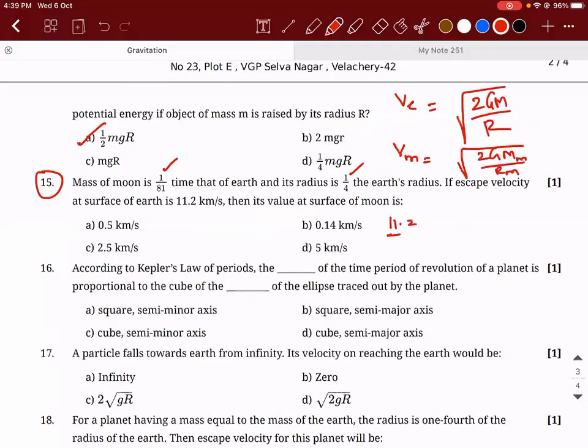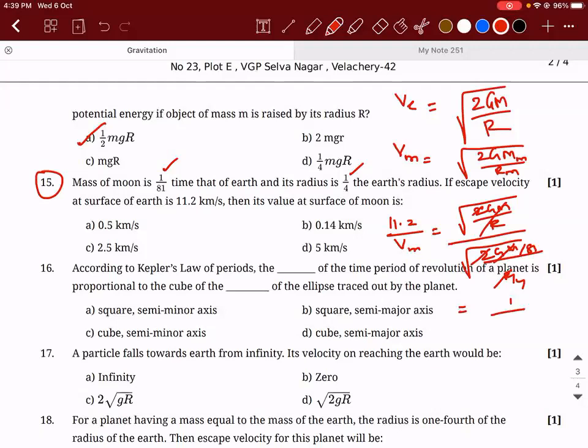So 11.2 divided by the velocity on moon is equal to square root of 2GM divided by R divided by square root of 2 into G into, what is the mass of moon? Mass of Earth divided by 81. Radius of moon is R divided by 4. So what will get cancelled? GM by R will get cancelled. 2 is also gone. So what is left out?